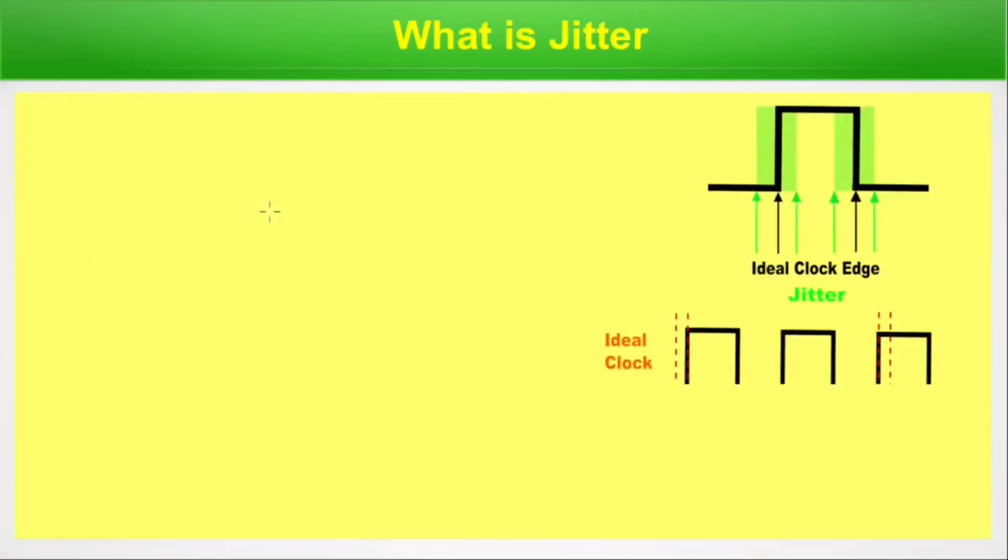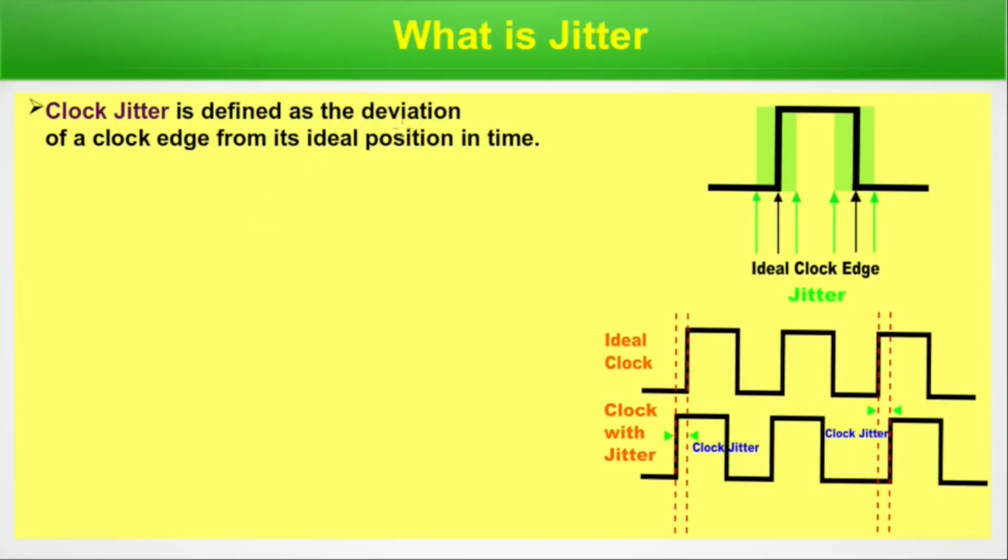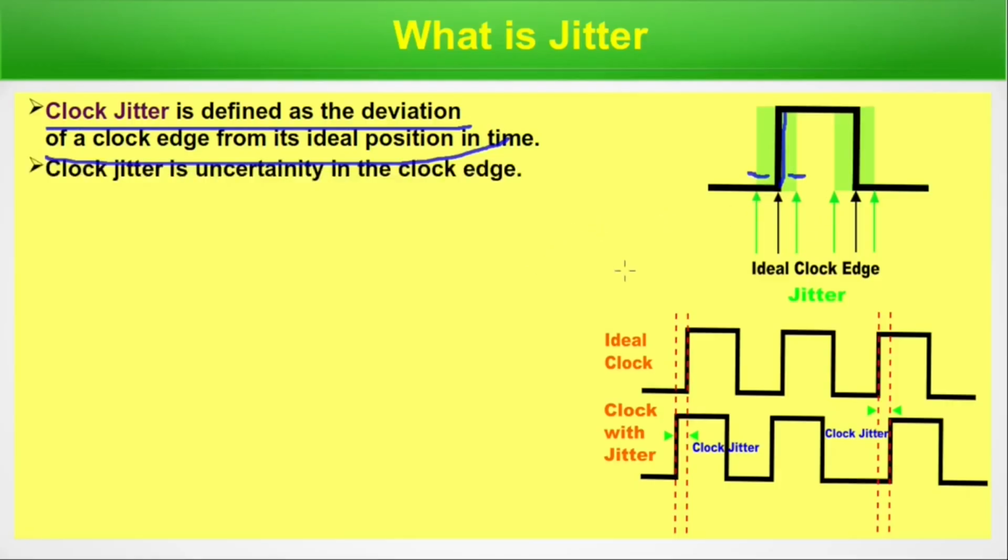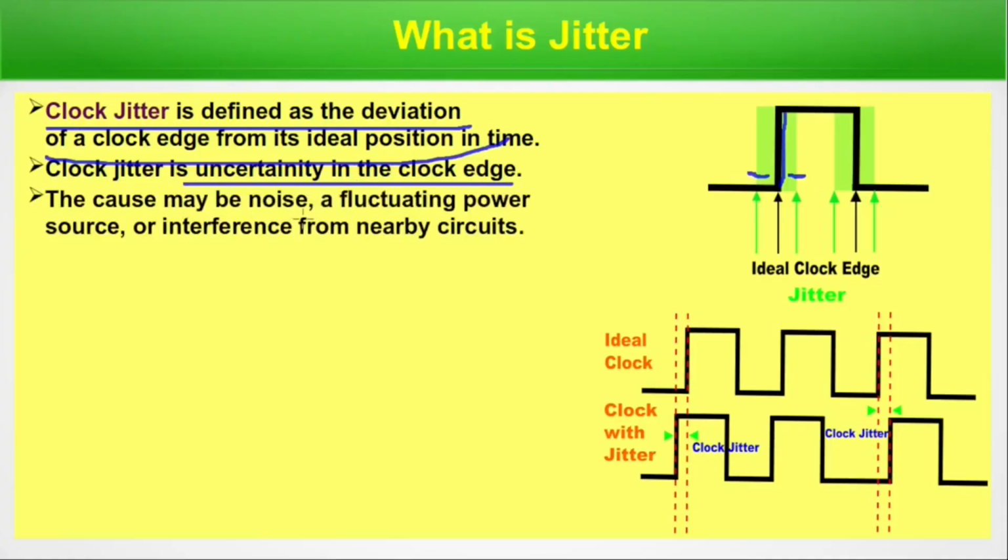Now jitter. Jitter is another type of delay. Clock jitter is defined as the deviation of the clock edge from its ideal position in time. It's like uncertainty. This is where the ideal clock edge should be, and it might deviate from its position on both sides in the time axis. That is the jitter. Clock jitter is uncertainty in the clock edge, in when this clock edge will come or its position. The cause may be noise, a fluctuating power source, or interference from nearby circuits. There could be many reasons.